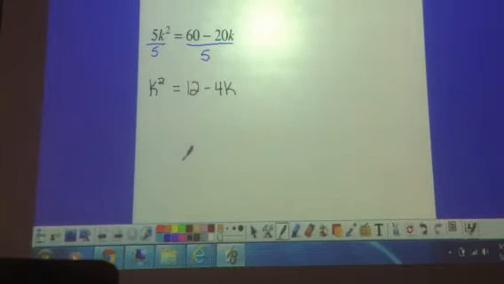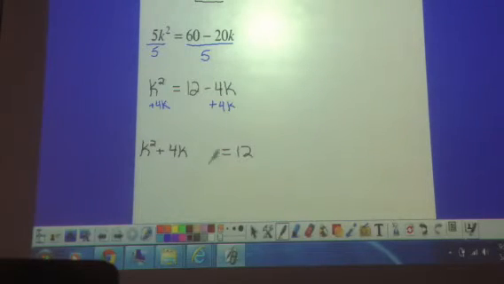Now, according to the complete the square method, I want to get the 4k, or negative 4k, over to the other side, and I'm going to leave the c term 12 right where it is. So I'm going to add 4k to each side. So that's going to give me k squared plus 4k, and I like to leave a space right here, equals 12. And I leave this space right here because I want to complete the square.